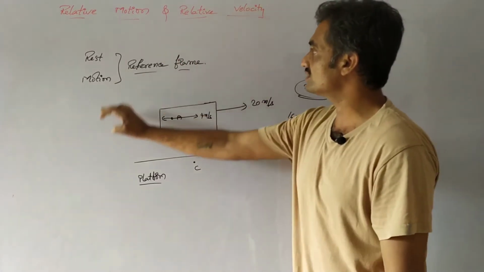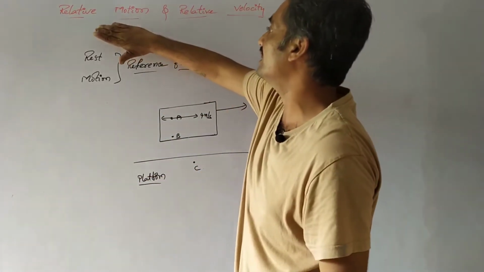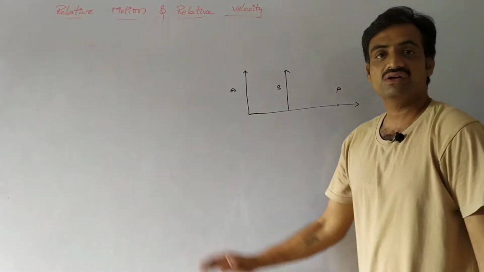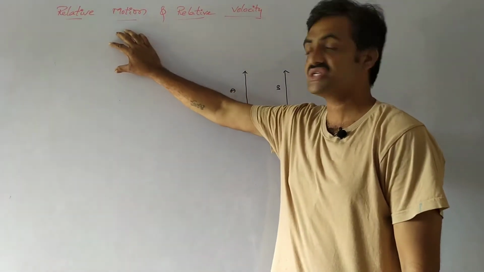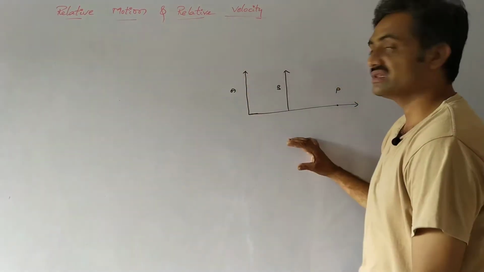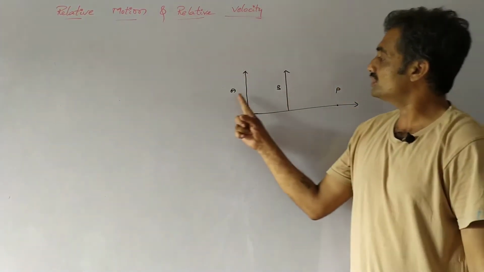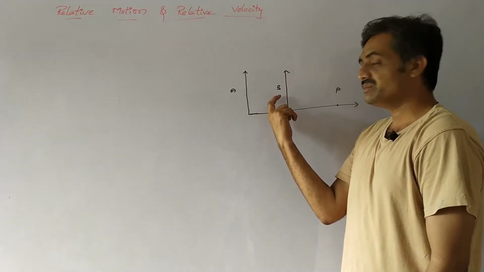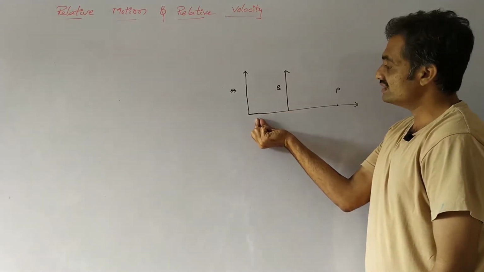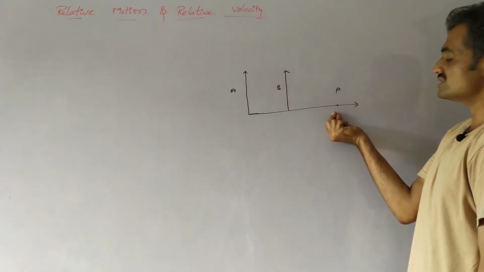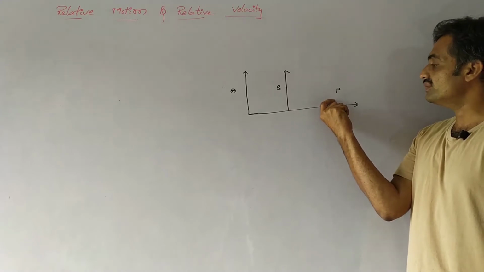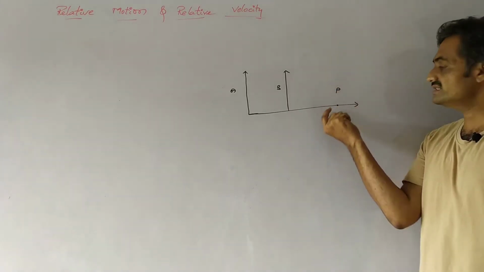Now based on this concept, we are going to discuss relative motion and relative velocity using this diagram. Observe that there are two observers: observer A at this position and observer B at this position. Let us consider that a body is moving along this horizontal line, and the body is at point P.